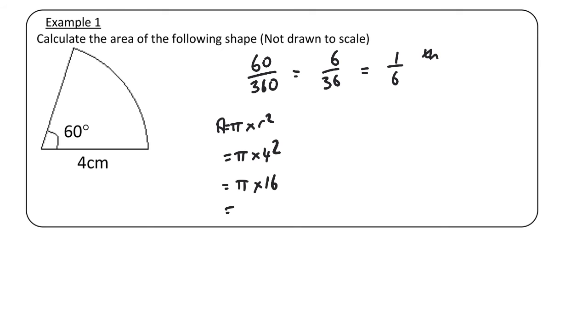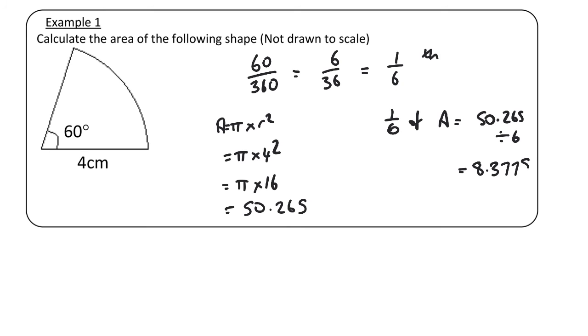If we put that into our calculator, we get an answer of 50.265. But we're not asked for the full circle, we're asked for a sixth of it. So a sixth of the area is going to be 50.265 divided by 6, or multiplied by 1/6, and that gives us an area of 8.37758, which is 8.38 squared centimetres to 2 decimal places.